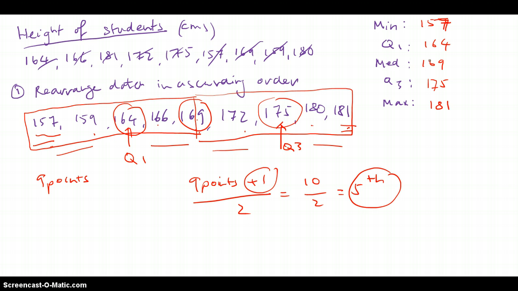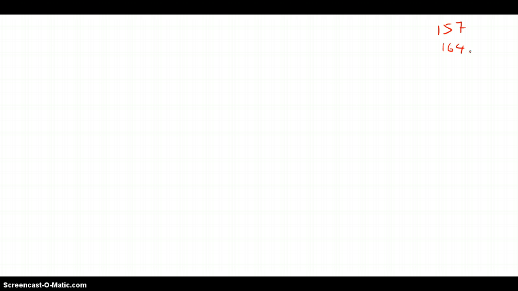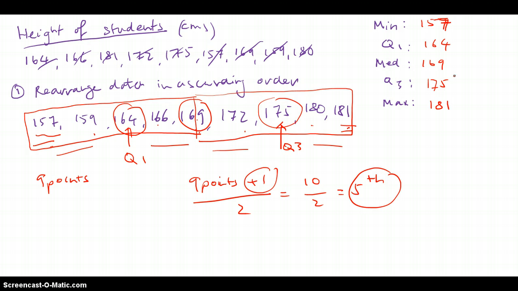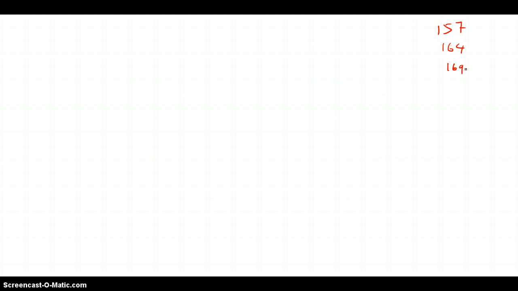Okay. Now that you have your 5-figure summary, all you need to do now is draw this up on a box plot. So I'm just going to quickly copy this down. So 157, 164, 169, 175, and 181. So this is going to be our min, this is going to be Q1, median, Q3, and max. So let's draw out a scale.